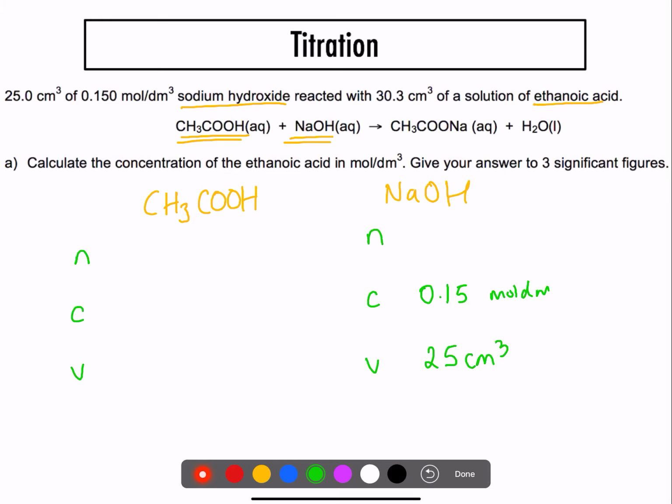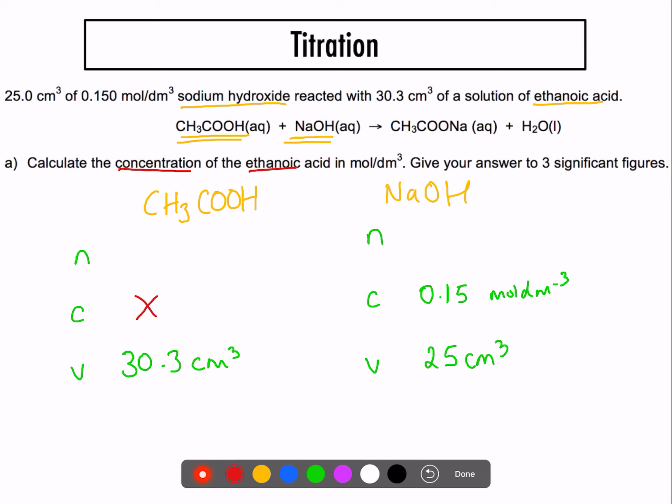Now, what else do you know? We also know that we have 30.3 centimeters cubed of ethanoic acid. So that's 30.3 centimeters cubed. And what do they want us to find? They want us to find the concentration of ethanoic acid. So I'm going to put a cross here. Now you can see exactly what you have and what you need to get to.